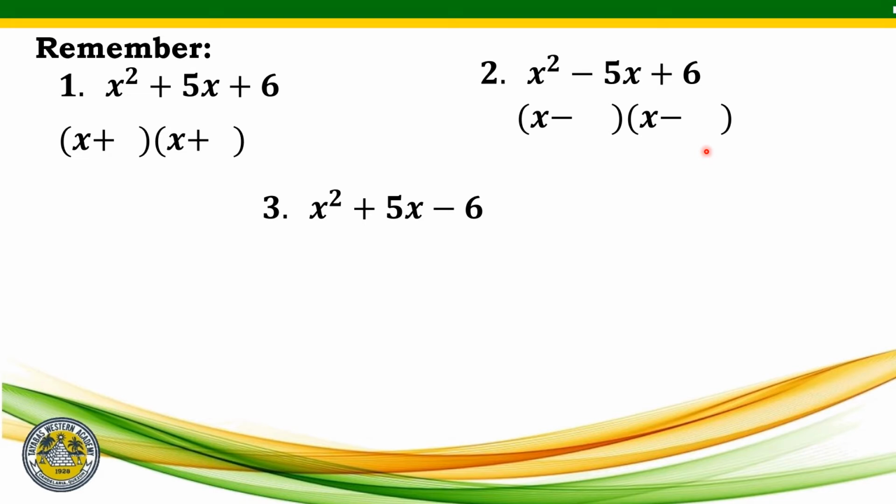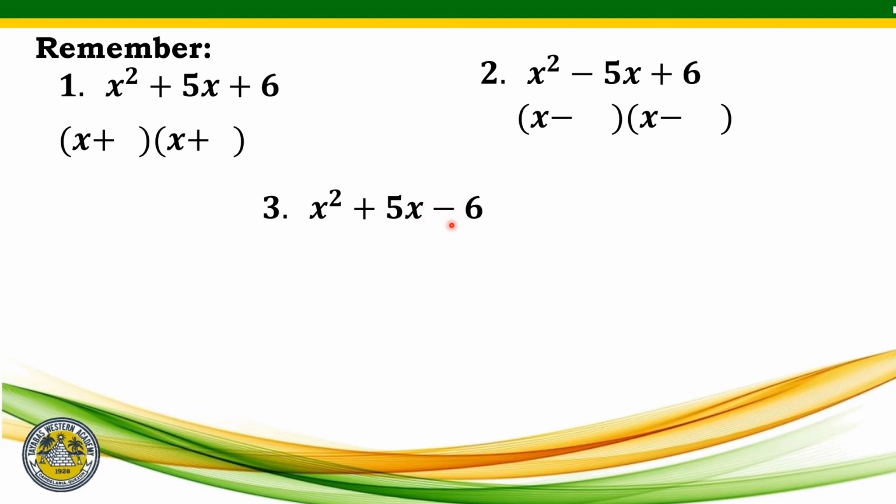So, next, number 3. When the coefficient of the first term of the trinomial is 1, so ito yung number 3 natin. So, 1 yung ating first term, 1 yung coefficient, and the last term is negative. So, negative.